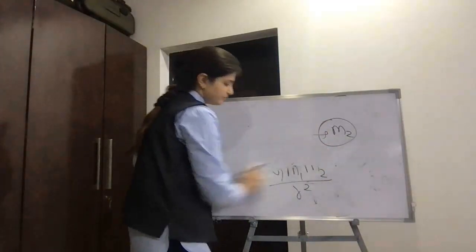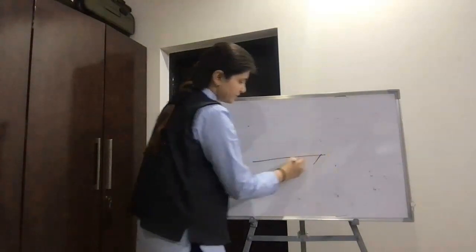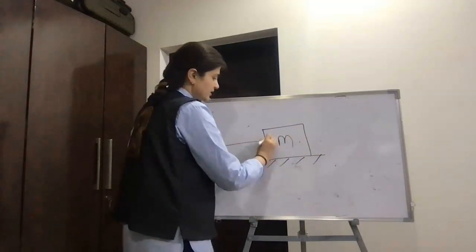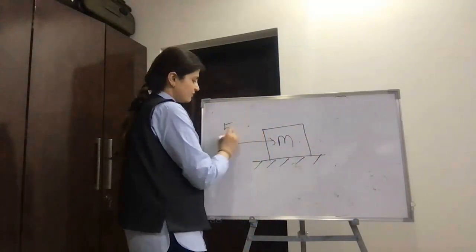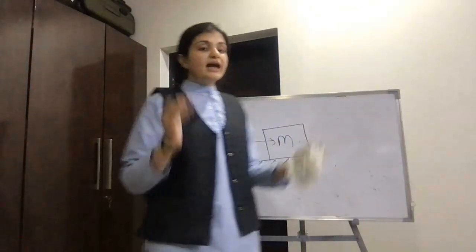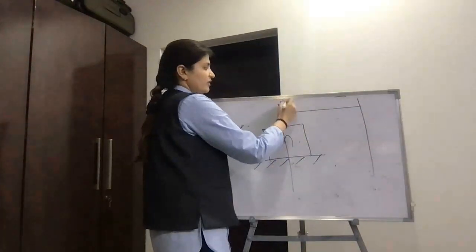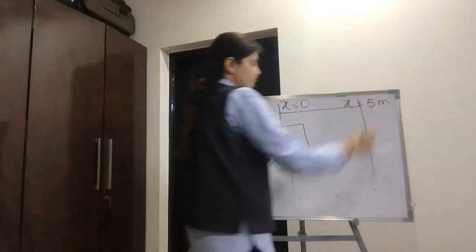So we can assume an object of mass m, and let's consider the force applied on this mass m is equal to 5x. Now we have to calculate the work done when the object displaces from x equal to 0 to x equal to 5 meter.